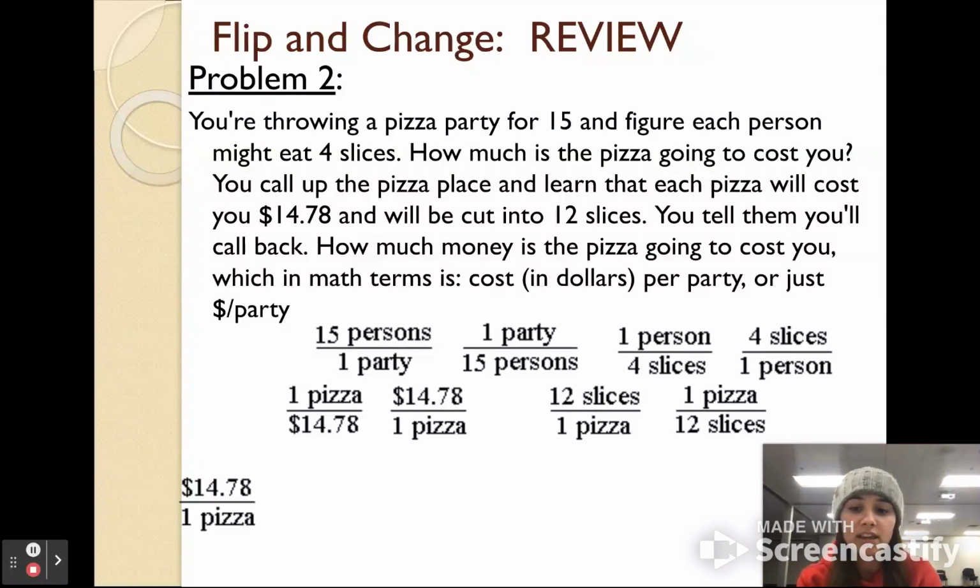What then do I need to cancel out in the problem below? I first want to cancel out pizzas, right? So I need a conversion factor that has pizzas in it. However, we don't need to use one pizza equaling $14.78 again. We already used that one, right? So you're going to pick a different conversion unit, either 15 persons per party, one person for 4 slices, or 12 slices for one pizza. Which conversion factor would you use to cancel out pizzas?